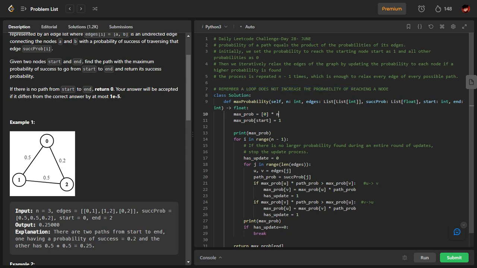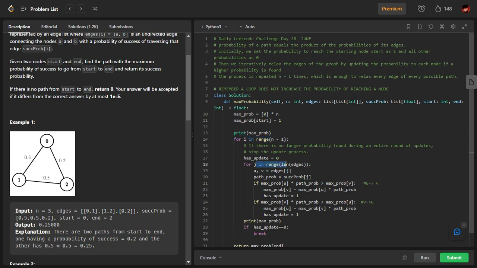Now coming to the solution part. As I mentioned, we will have a max probability array. This will be for each node. Initially it will be zero for each of the nodes. Only for the starting node it will have a value of one. Then we are printing it. Then we will run this loop for n minus one times. As I mentioned here, each edge will be relaxed n minus one times. This edge loop will run for n minus one times.